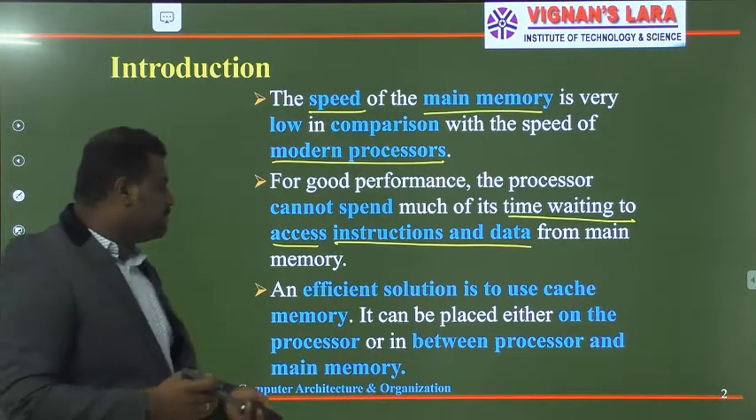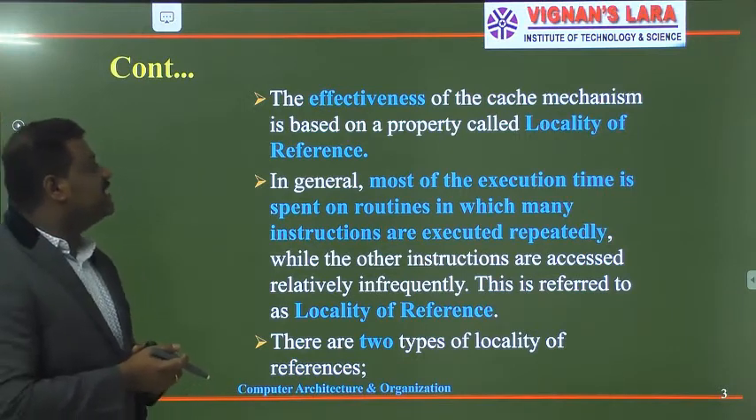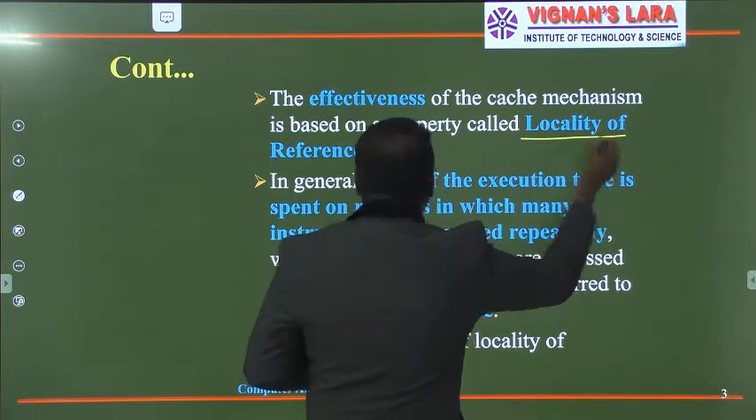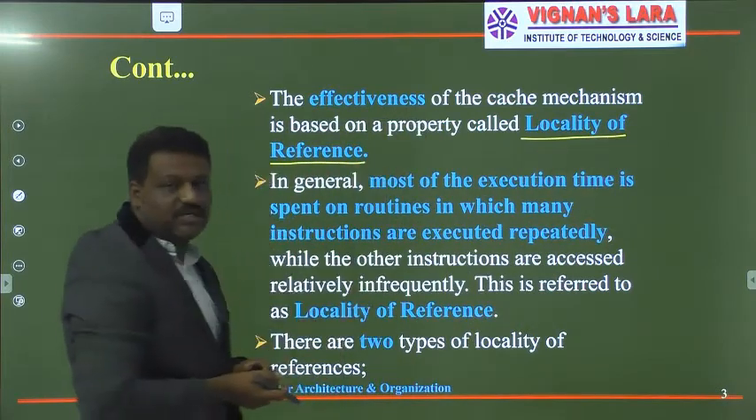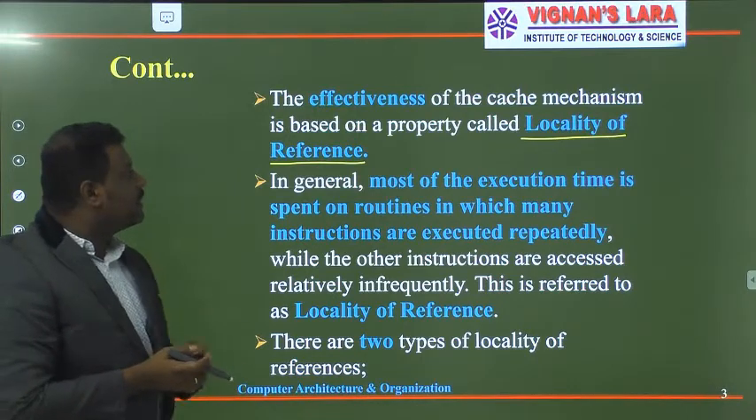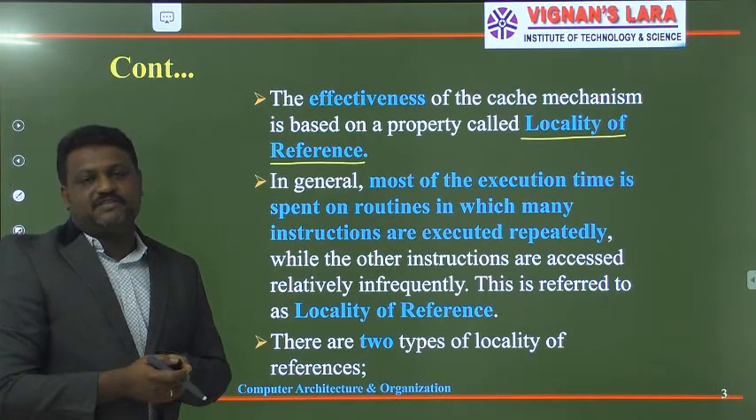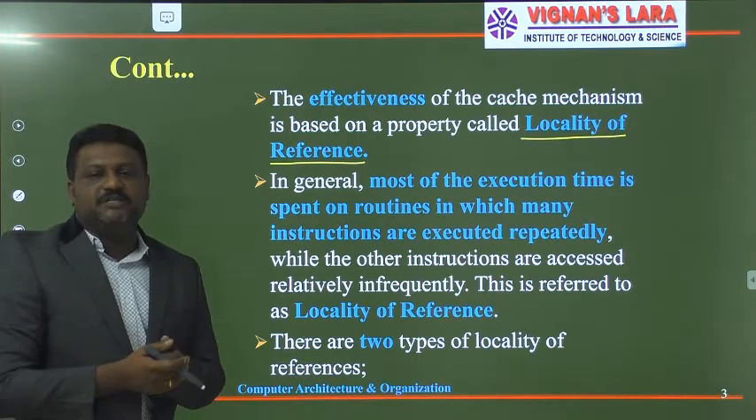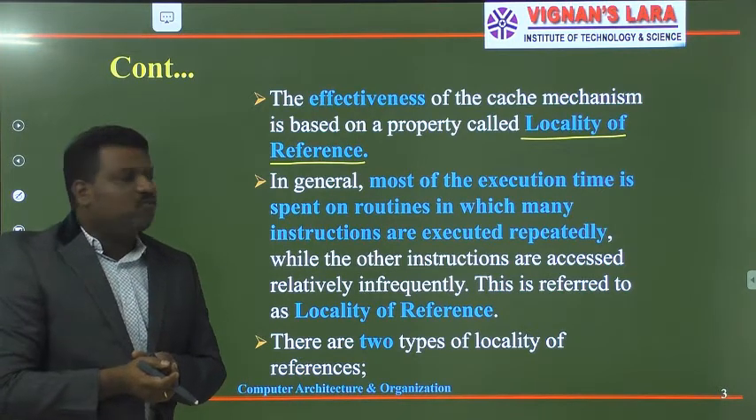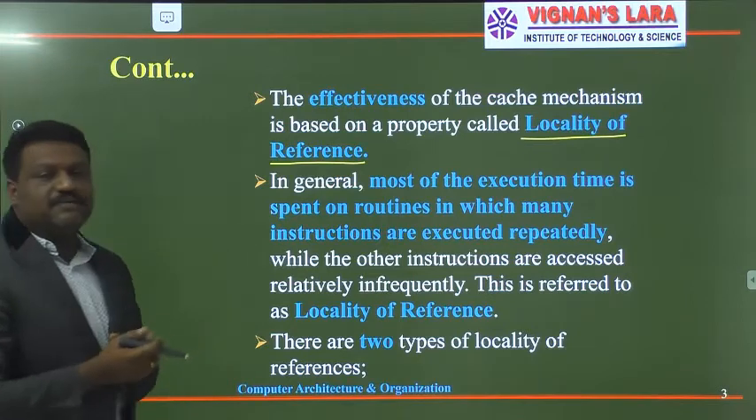That you have to remember, right? The effectiveness of the cache mechanism is based on a property which is called locality of reference. It is very, very important. How effective is your cache memory? That is purely based on a particular property. What is the property? Locality of reference.